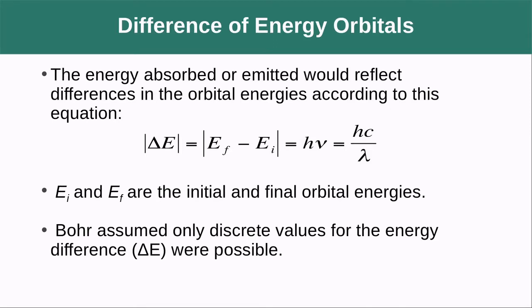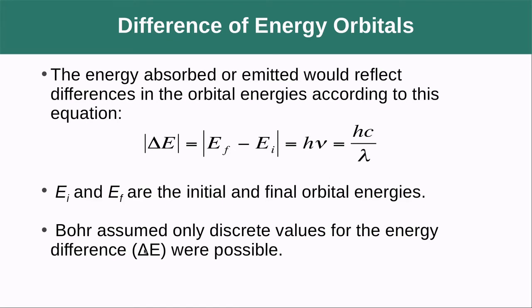The energy absorbed or emitted would reflect differences in the orbital energies according to this equation. So we have the change in energy is going to be equal to the final energy of the electron minus the initial energy of the electron. We already saw this with temperature and enthalpy. We were used to that kind of mathematical form. That's going to be equal to h times nu, like Planck said. Again, we can rewrite that in terms of wavelengths.